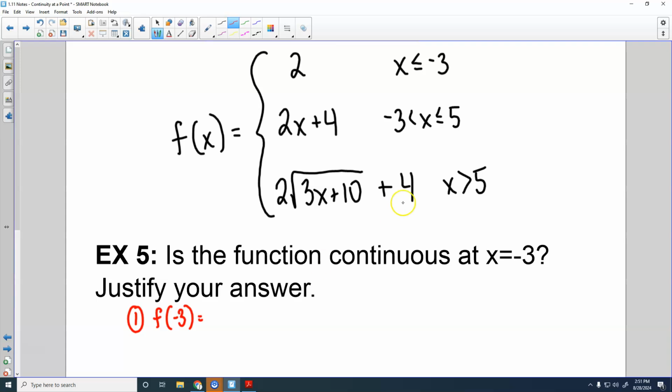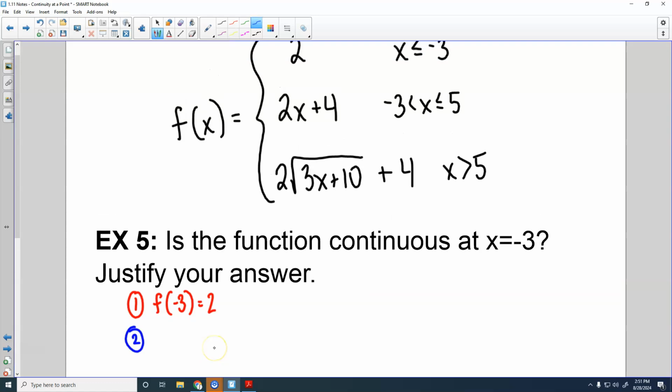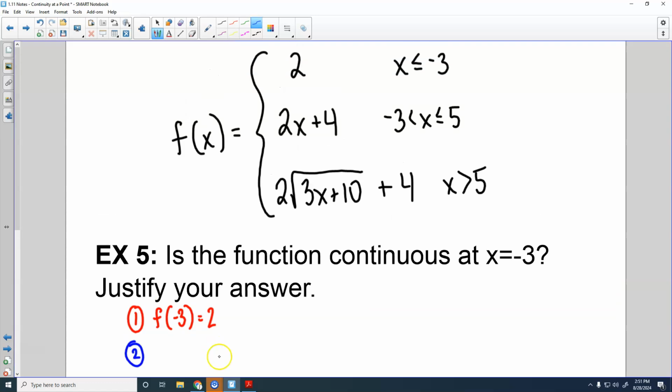So f of -3, which one do I use, top or bottom? Top. And what does it equal? 2. All right, so that's all I've got to do right there. Then, for the second thing, I need to do the limit as x approaches -3. And to do that for a piecewise function, that's going to be limit from the left and limit from the right.